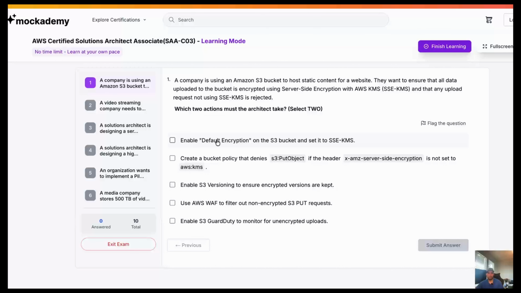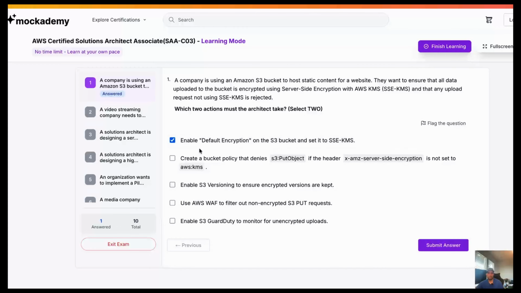Option 1, enable default encryption on the S3 bucket and set it to SSE-KMS. Create a bucket policy that denies S3 PutObject if the header x-amz-server-side-encryption is not set to AWS KMS. Enable S3 versioning to ensure encrypted versions are kept. AWS WAF to filter out non-encrypted S3 put requests. Enable S3 GuardDuty to monitor for unencrypted uploads. I think A and B are the right answer.